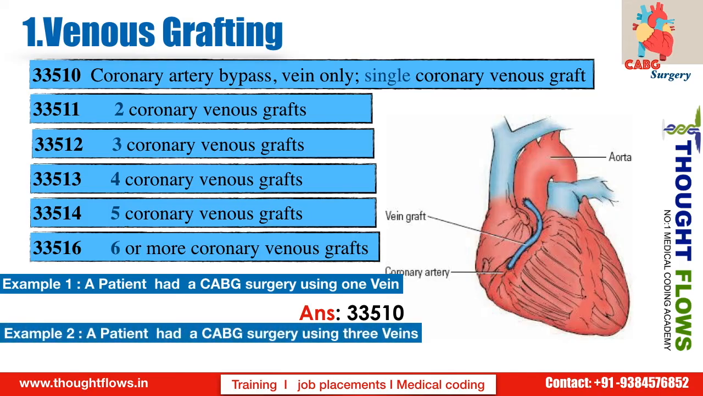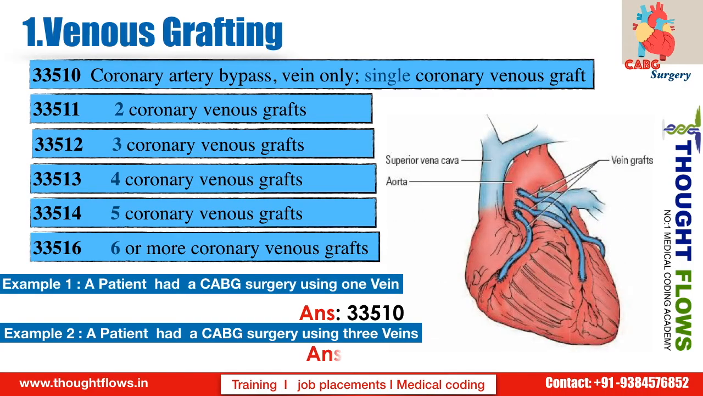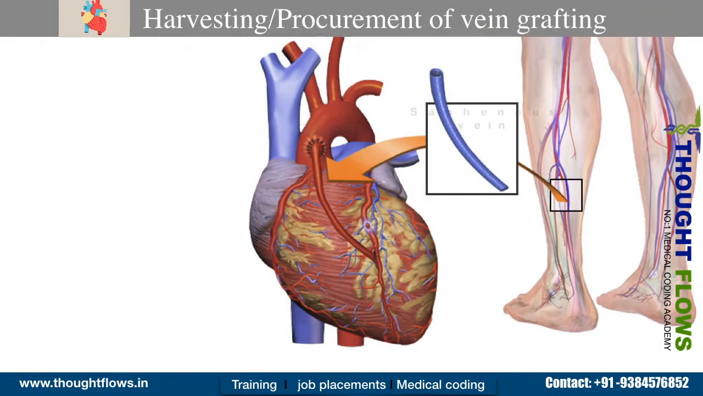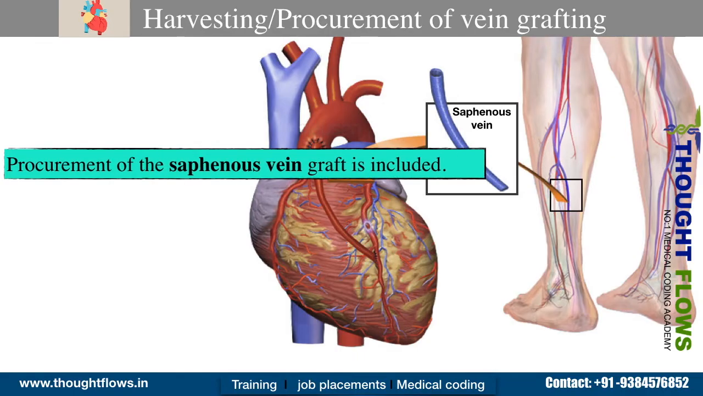And in the second scenario, a patient had CABG surgery using 3 veins, so for 3 veins, we had assigned the code 33512. We'll see now how to code harvesting or procurement of veins. The harvesting of saphenous vein is inclusive in CABG surgery. That means this vein harvesting we should not code separately along with CABG surgery.